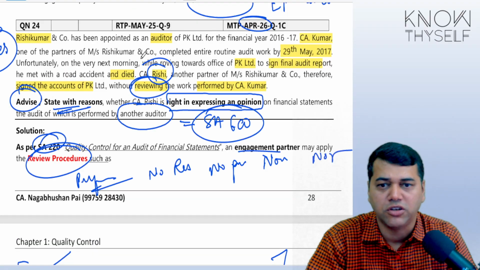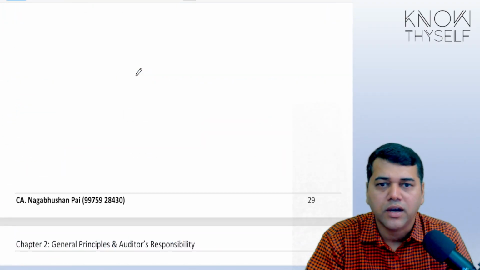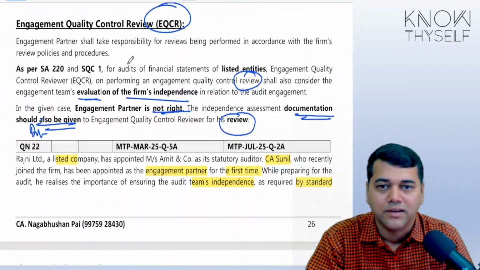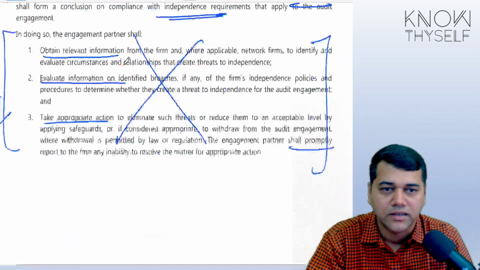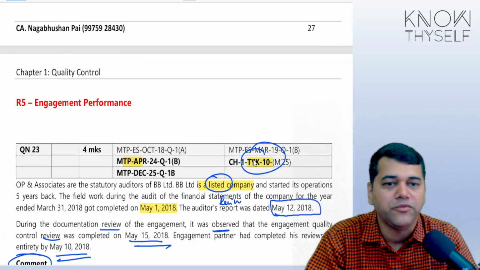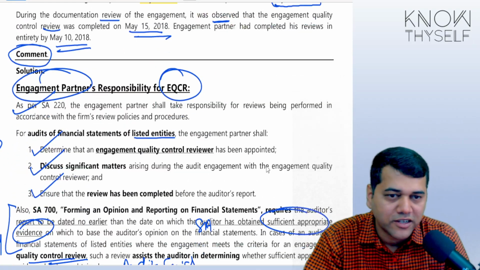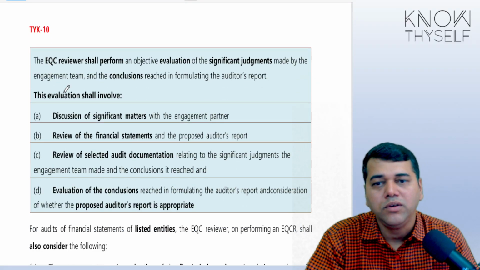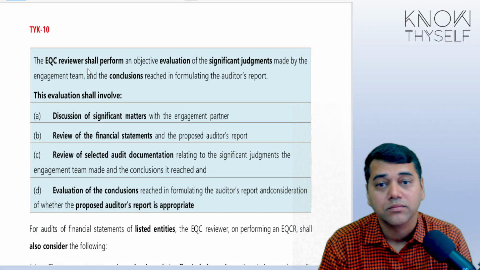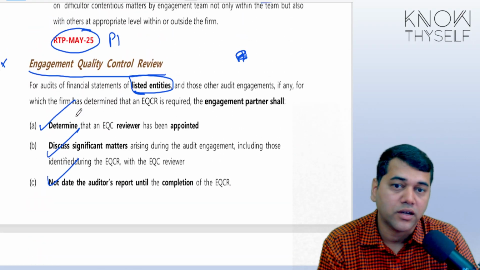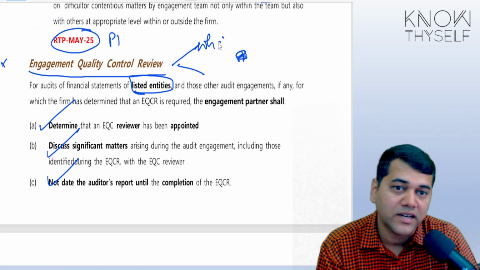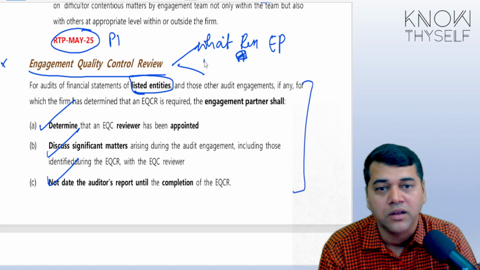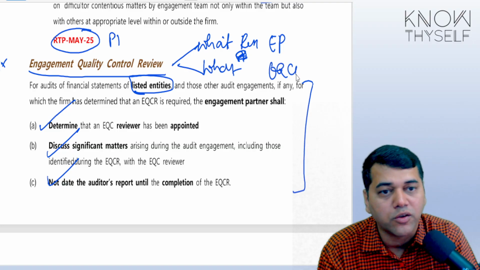Yes, we have seen one Test Your Knowledge 10 question. Okay, I think we are done. Test Your Knowledge 10. Where is your Test Your Knowledge 10? This one. Okay, we discussed it just now. Here we see those responsibilities. Here they have quoted that this is the responsibility of the engagement partner. Now, what should the EQCR do? When you talk about an EQCR, there are two things. What is the responsibility of the engagement partner? These are the four responsibilities of the engagement partner. What is the responsibility of the EQCR? What is he supposed to do?